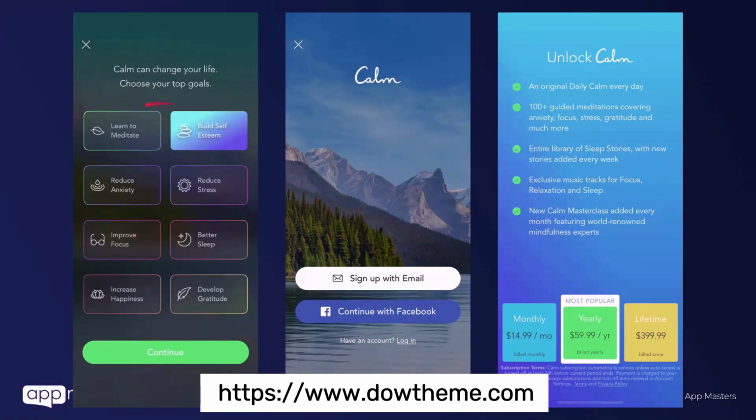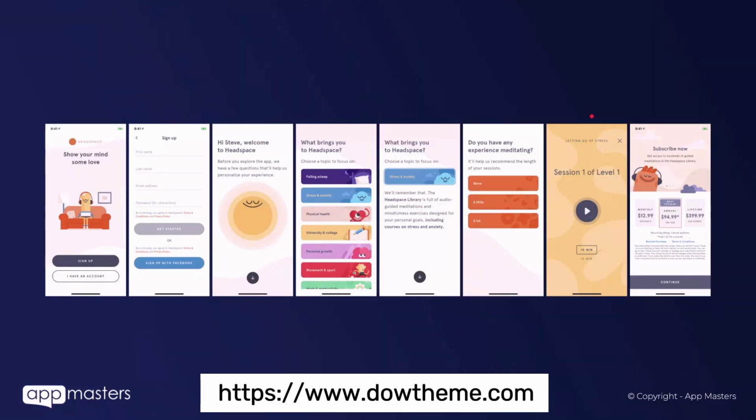All right, Calm. I put in why I'm using this app, a little sign up screen that I can X out of, and then the pricing page. Headspace, same thing, longer flow. You've got to sign up, welcome, blah, blah, blah, and pricing page.